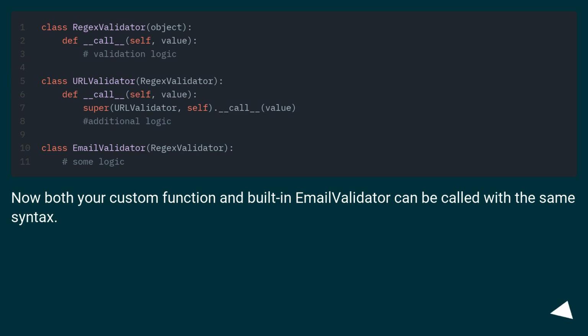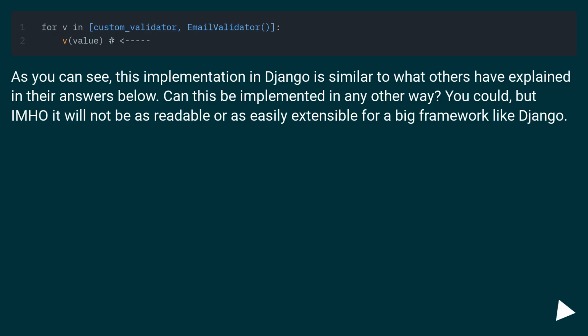Now both your custom function and the built-in email validator can be called with the same syntax. As you can see, this implementation in Django is similar to what others have explained in their answers below. Can this be implemented in any other way? You could, but it will not be as readable or as easily extensible for a big framework like Django.